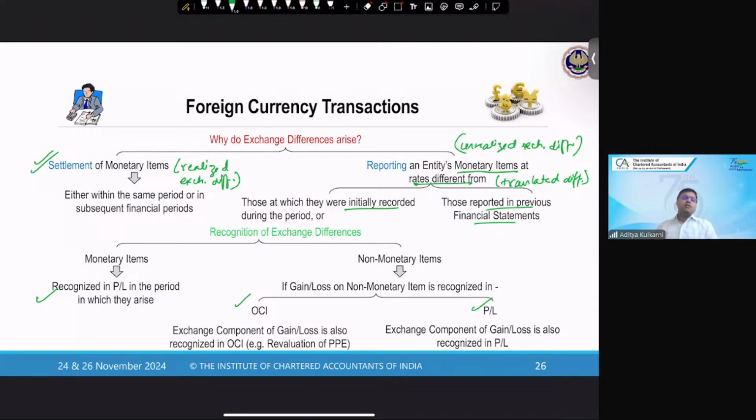Yes, sir, everything goes and sits in P&L, right? What goes and sits in OCI? You have not yet studied financial instruments, right?